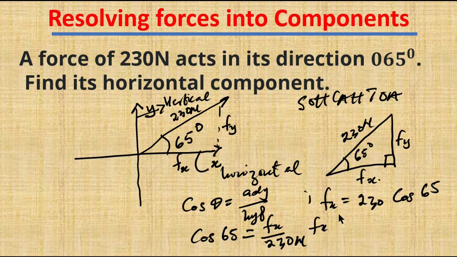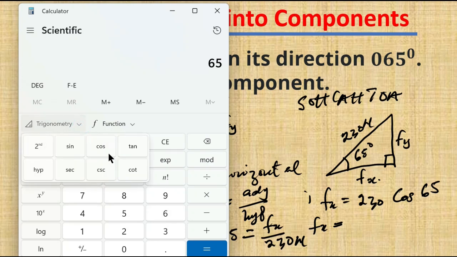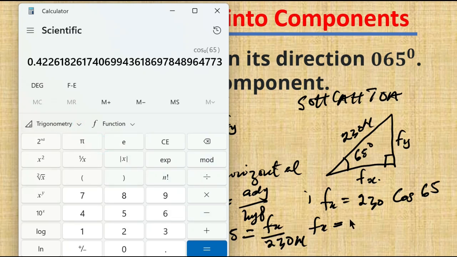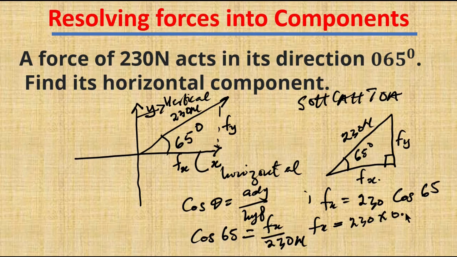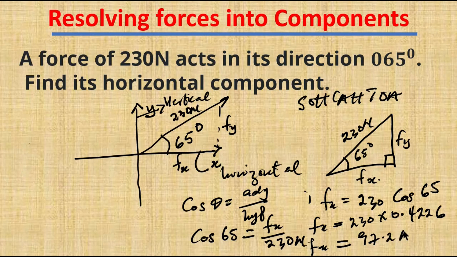Now what's cos 65? Let's find out from my calculator. So that's my trig, then I'll be having 65, then trig as a cos of 65, that'll be 0.4226. So that f of x finally will be the same thing as 0.4226 times 230. That's equal to 97.2 Newton. This way, I hope you understood how I found the horizontal component.